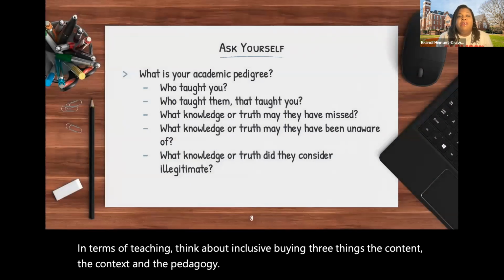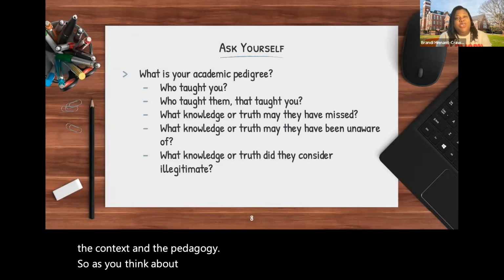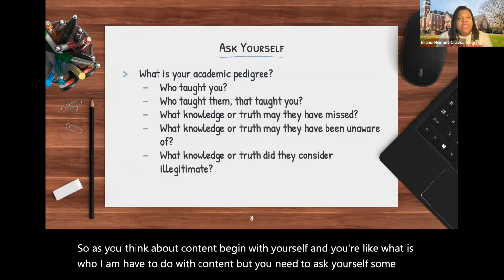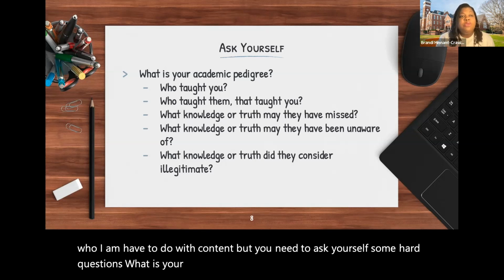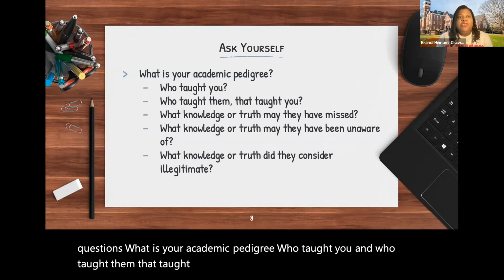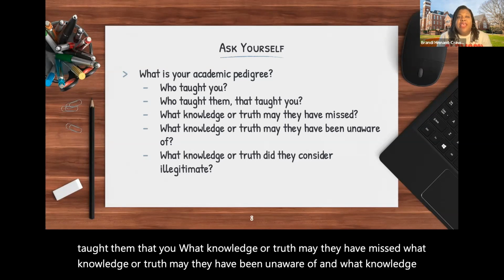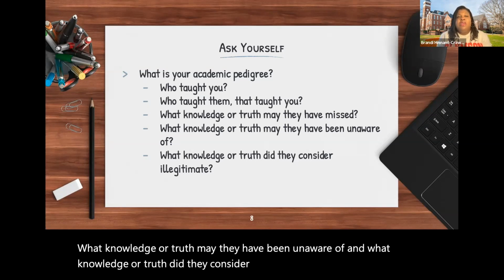So as you think about content, begin with yourself and ask, what does who I am have to do with content? But you need to ask yourself some hard questions. What is your academic pedigree? Who taught you? And who taught them that taught you? What knowledge or truth may they have missed? What knowledge or truth may they have been unaware of? And what knowledge or truth did they consider illegitimate?